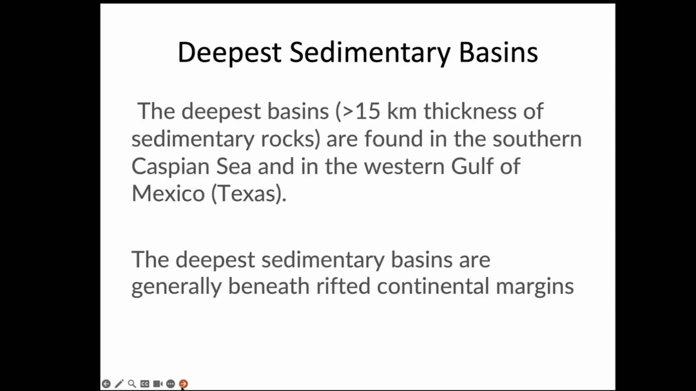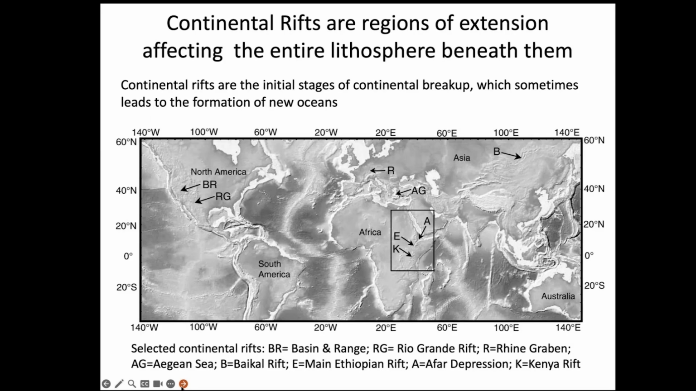So the deepest sedimentary basins contain more than 15 kilometers of sedimentary rocks, and they are found in the southern Caspian Sea and the western Gulf of Mexico, basically offshore Texas. I would add the Bay of Bengal off of eastern India and Bangladesh as another. These are generally beneath rifted continental margins. So let's talk about continental rifts, because there's a relationship between these thick piles of sediments and continental rifts.